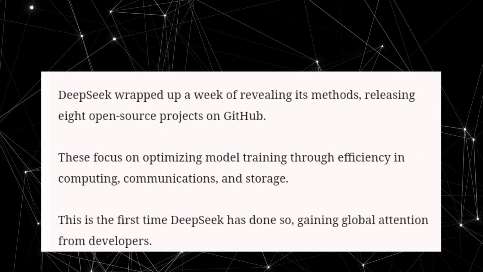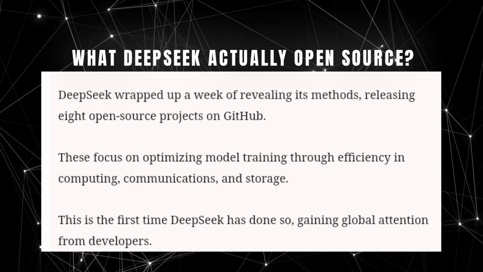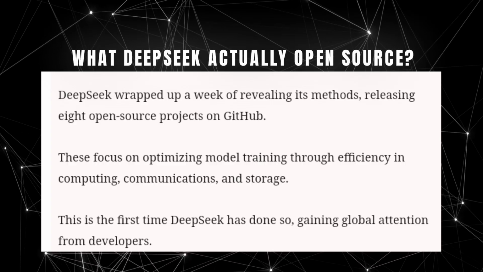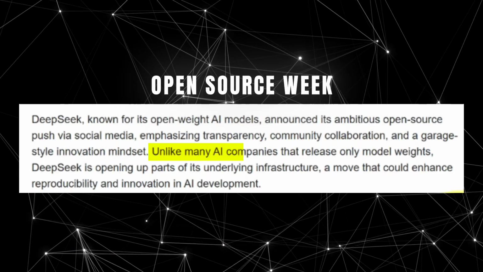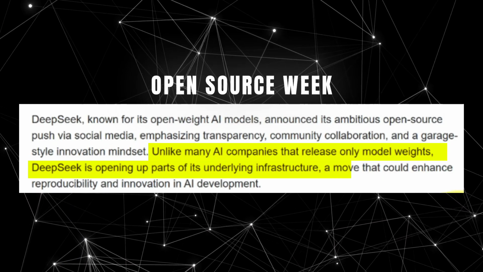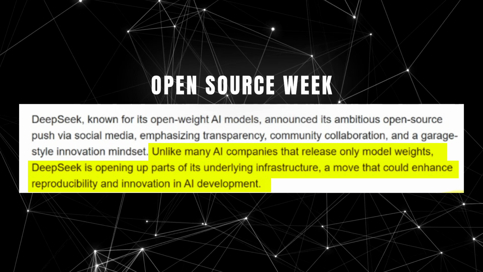Alright, now let's talk about what DeepSeek actually open sourced. Originally, they said they'd release 5 repositories, but they ended up dropping 8. That's wild. And these weren't just any random AI tools. These were some of the most optimized and high-performance codes.